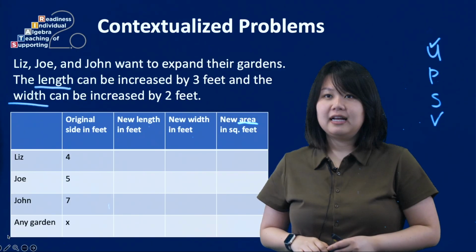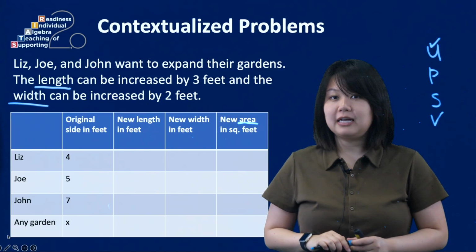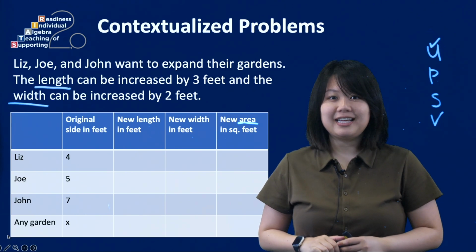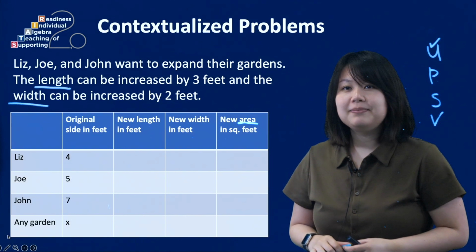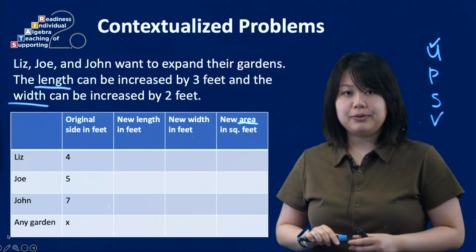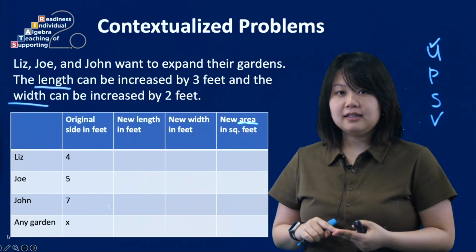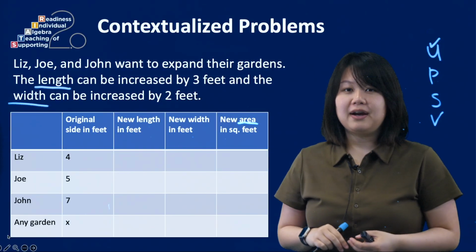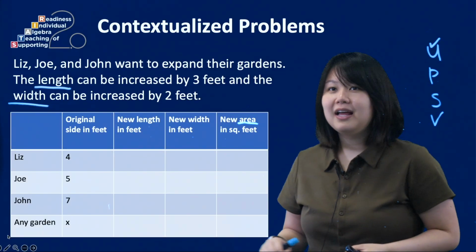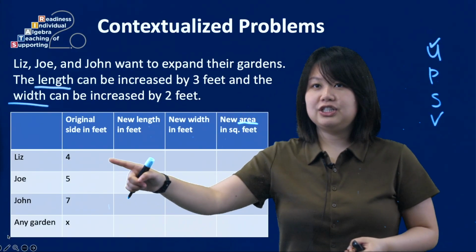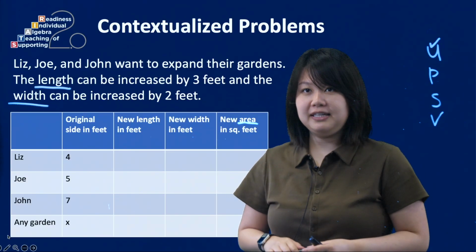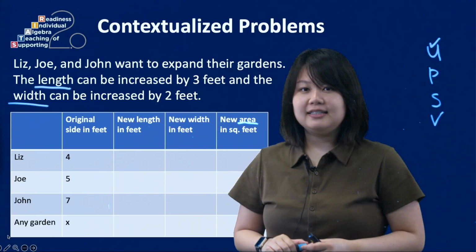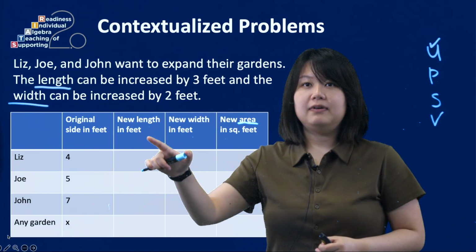And in planning, it seems like there's going to be multiple steps. So I'm going to take my time to figure out what I'm going to do with each step. So the first step here looks like we're going to fill out the table by figuring out the new length in feet, and then the new width in feet, as well as the new area in feet. Let's do that. So here we have Liz. She started with 4 feet on each side.